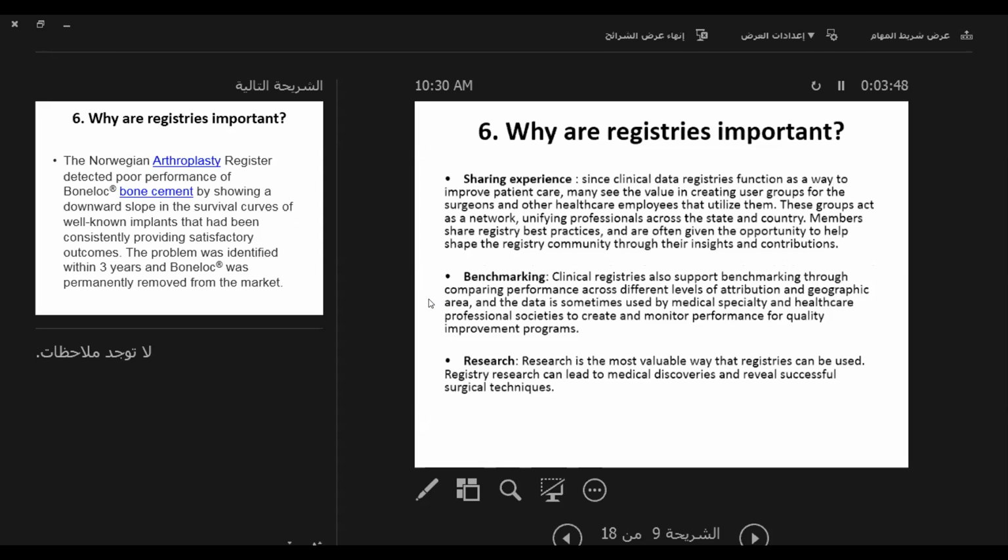Other benefit, sharing the experience between the healthcare providers and the healthcare sectors. Benchmarking.